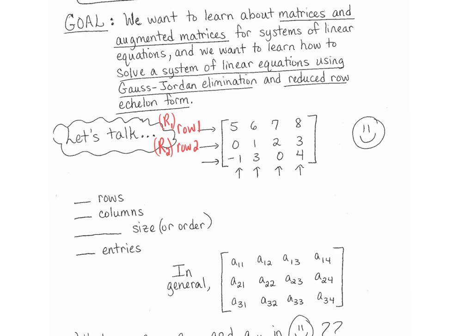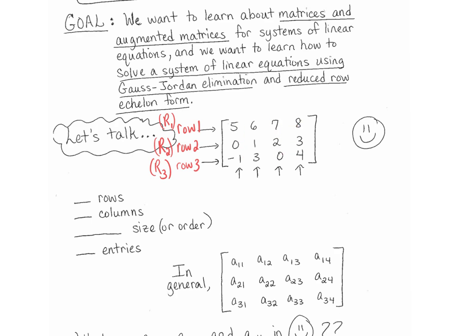Doesn't have to be in parentheses. I'm just putting that as an aside to let you know. What's the next one called? Row 3. Good. How do we identify it? R3. Good. Now, what is this vertical?